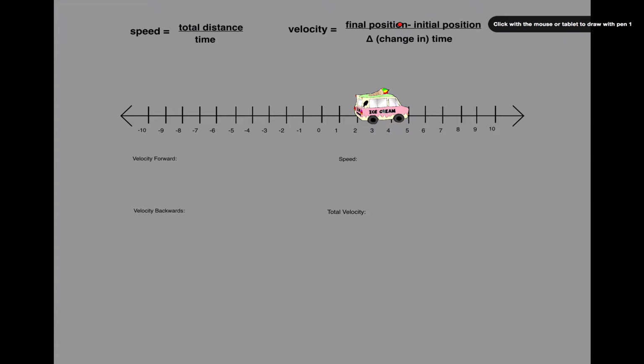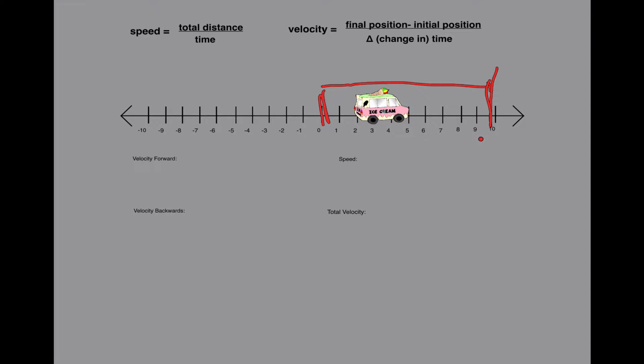So here's our example. We're going to pretend our ice cream truck starts at 0 meters. He travels forward to 10 meters and then backwards again to 5. So this is a 10-meter change, and this is a 5-meter change. His time forward, let's say this took him 20 seconds. He was moving really slowly because he wanted to make sure that all the kids had a chance to get ice cream. And the time that he took to back up took 5 seconds.